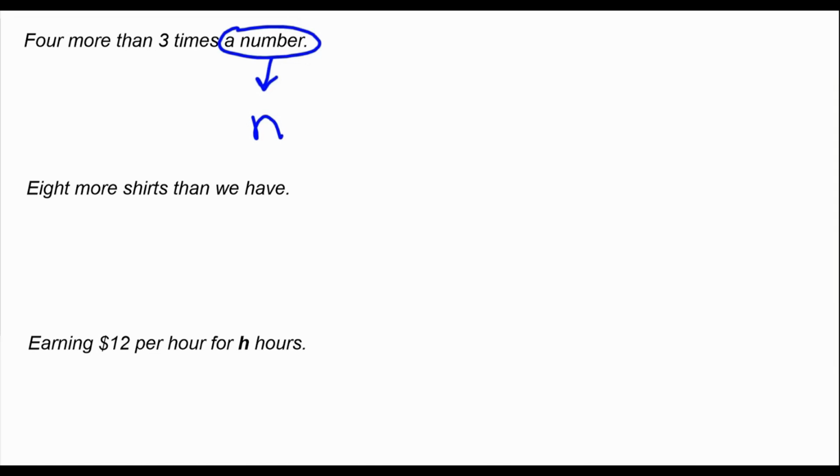So I'm going to write an expression here that shows 3 times this number, and I'm going to write 3n, 3 times n, and then I need 4 more than that. So I'm going to add 4. That would give me 4 more than 3 times the number. Or I could have had 4 plus 3 times n. Since addition is commutative, I could write that expression both of those ways.